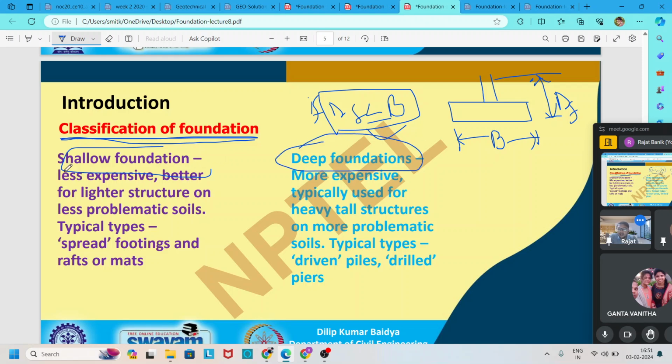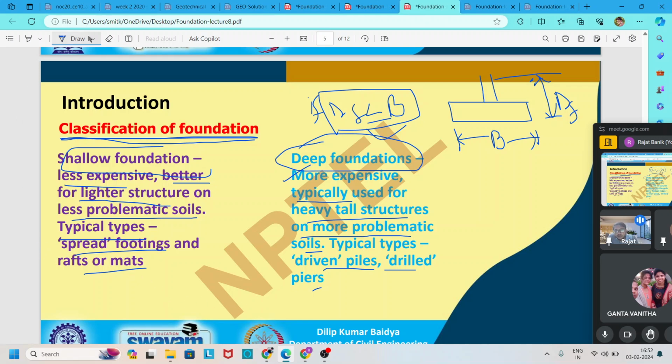It is said that the shallow foundation is less expensive, better for lighter structures or less problematic soil. Typical types of shallow foundation are spread footing, raft mats, and also combined footing, strip footing like this. And the deep foundation is more expensive and typically used for heavy tall structures and more problematic soil. Types of deep foundation given here are driven piles and drilled piers.